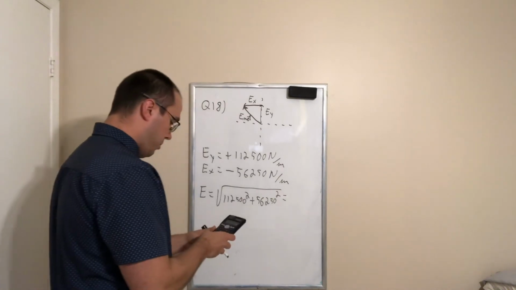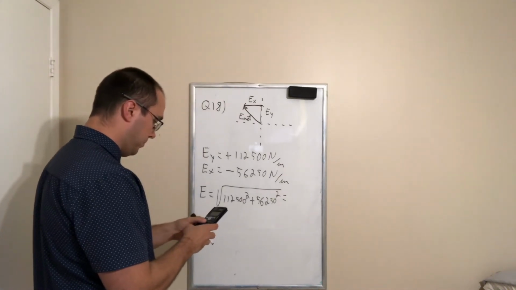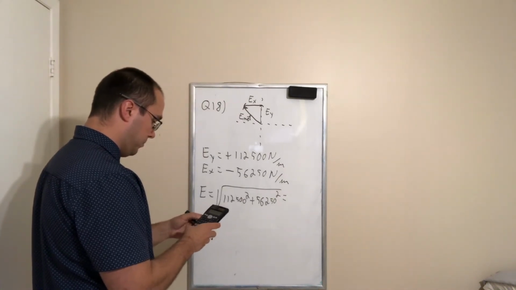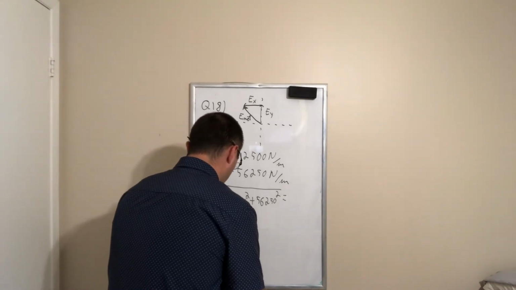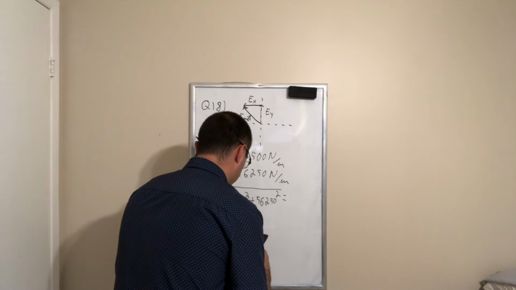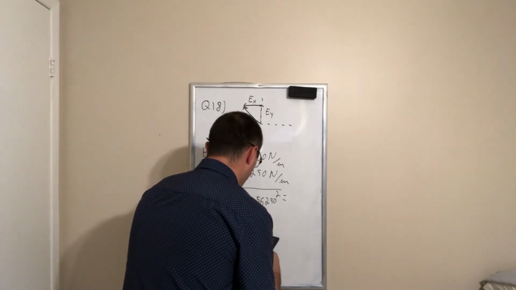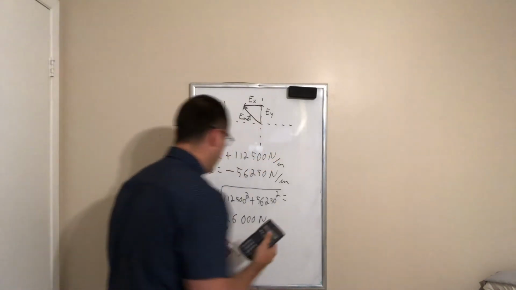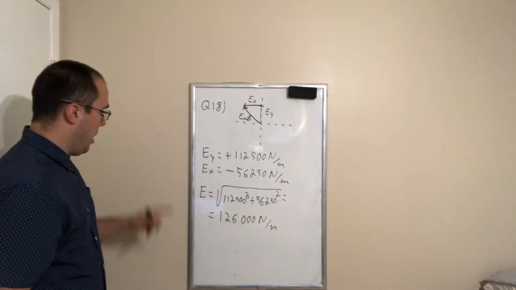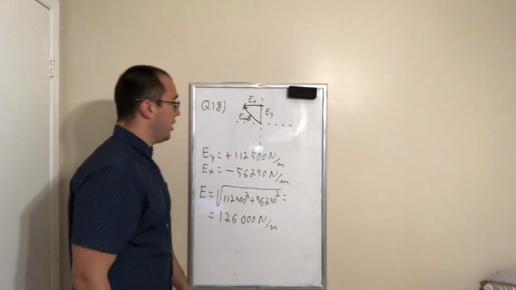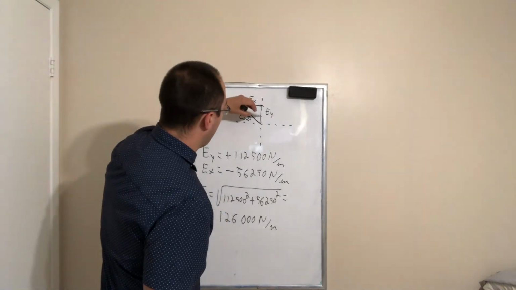Let's compute this value. And it is equal to 126,000 Newton per coulomb. Now, this is an approximated value. The true value is maybe 0.1% off. Now we need to find the angle. Let's find this angle over here.